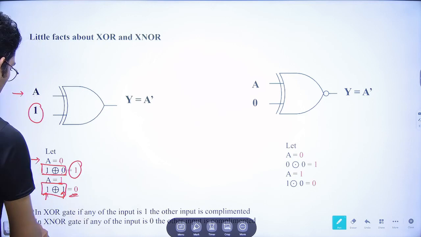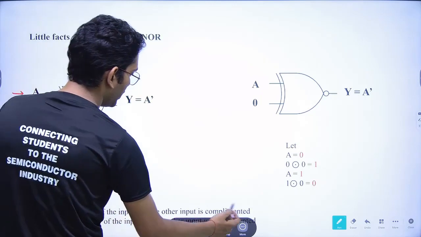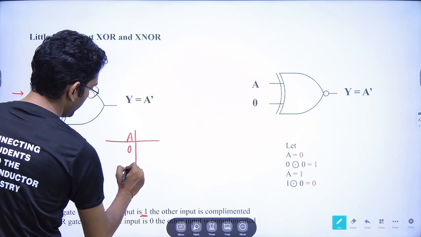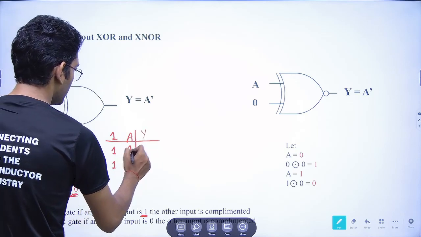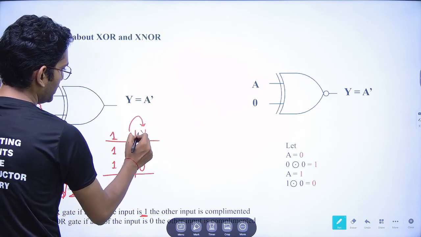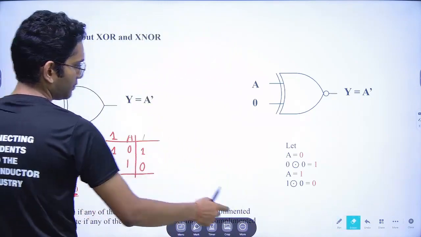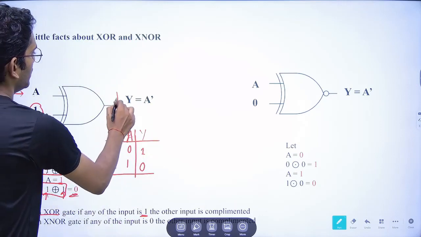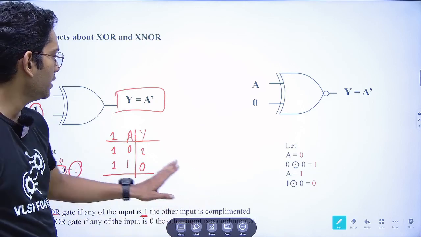So we can say in the XOR gate, if any of the inputs is 1, the other input is complemented. You can understand this easily here. A is 0 and 1 and the other input is 1 and 1. So what is the output? The output is 1 in this case, and in this case the output is 0. So whatever A is, Y is equal to the complement of A. So this is the basic point that is explained here. In the XOR gate, if any of the inputs is 1, the other input is complemented.